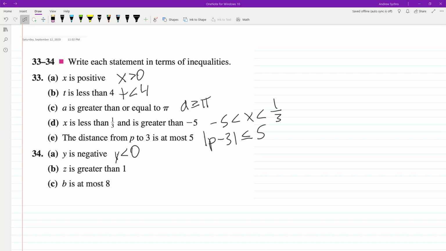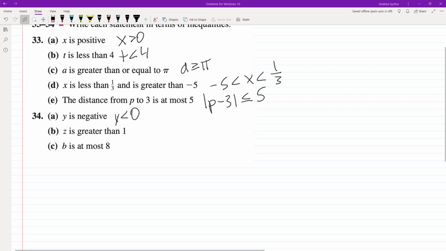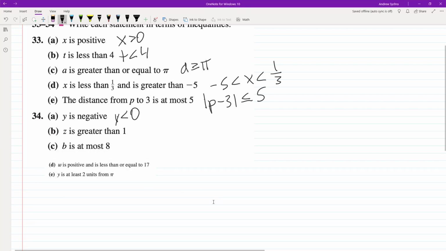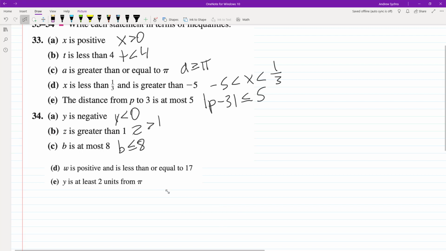All right. So moving on. Oh, you know what? I've got to include those. I got them. All right, I got these. There we go. Z is greater than 1. B is at most 8. So it can be 8, but it's that or less than. W is positive and is less than or equal to 17. Yeah, that's right. So it's got to be positive, greater than 0, but less than or equal to 17.